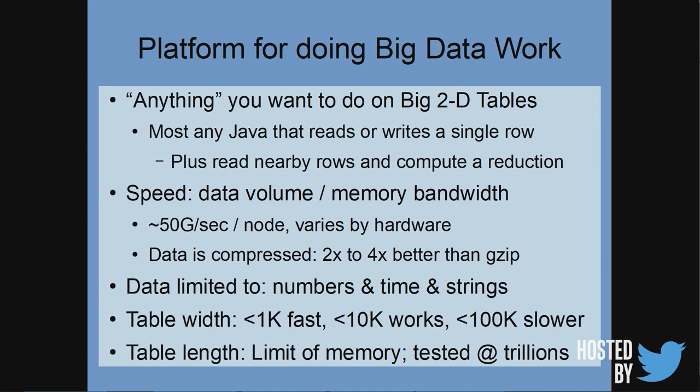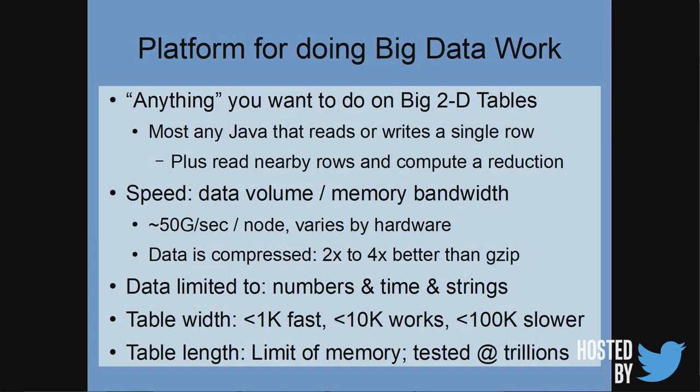So anything you want to do on a big 2D table, you can read and write it like it's a big 2D table and anything nearby, and you're guaranteed that it's basically going to run at memory bandwidth speed. So you take your data volume, divide it by the memory bandwidth of your cluster, and that's basically the speed you get out. You're almost always bound by memory bandwidth, not by anything else. The data gets compressed, which helps you get more data per memory bandwidth.